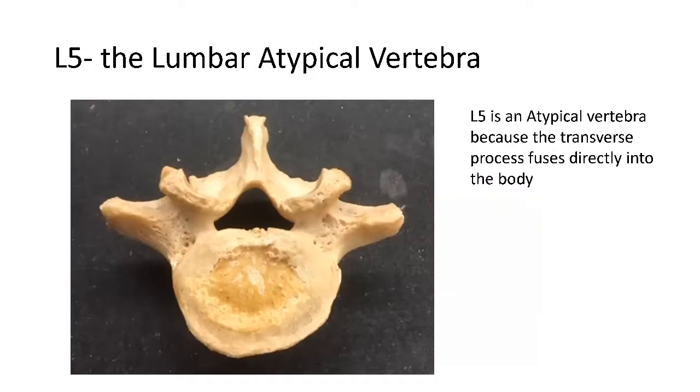L5 is the atypical lumbar. It doesn't have a name. The key here is just that you have to know that the transverse process goes directly into the body. That's because it has to take the entire weight of the spinal column. Therefore, that makes it atypical.